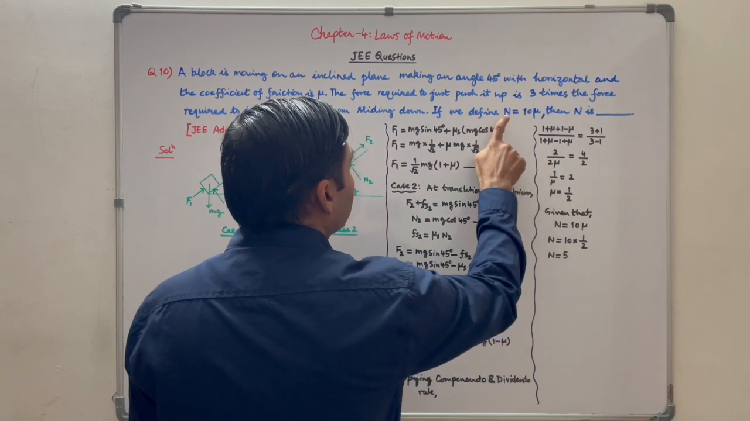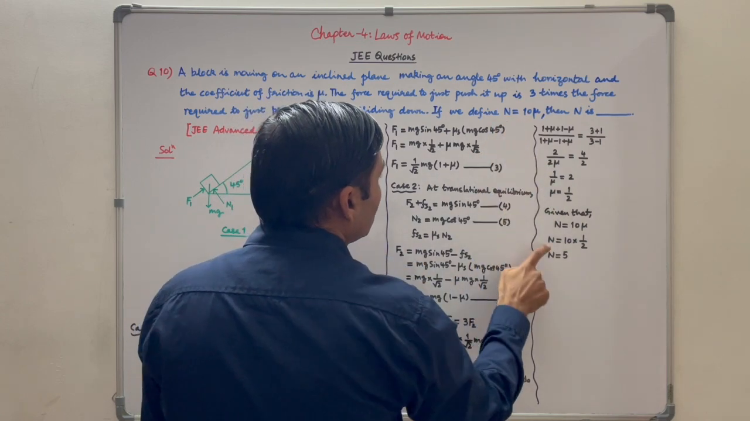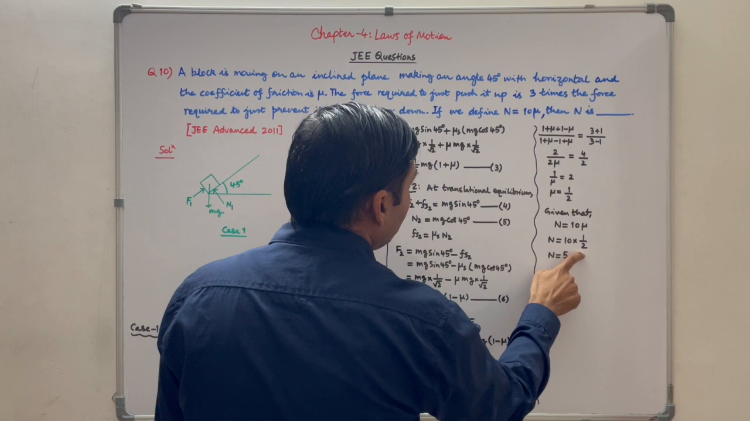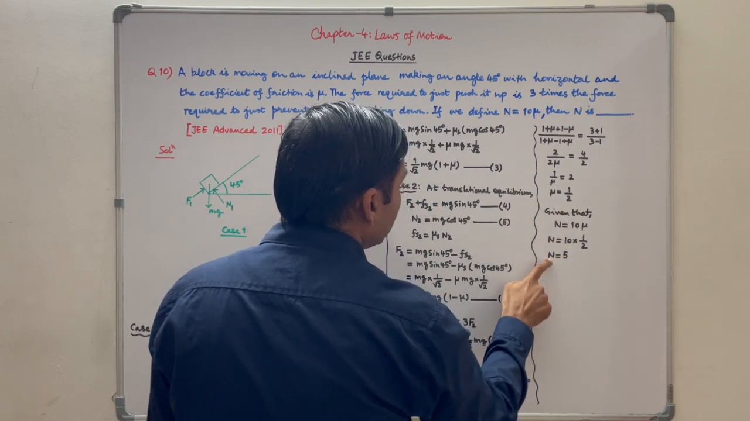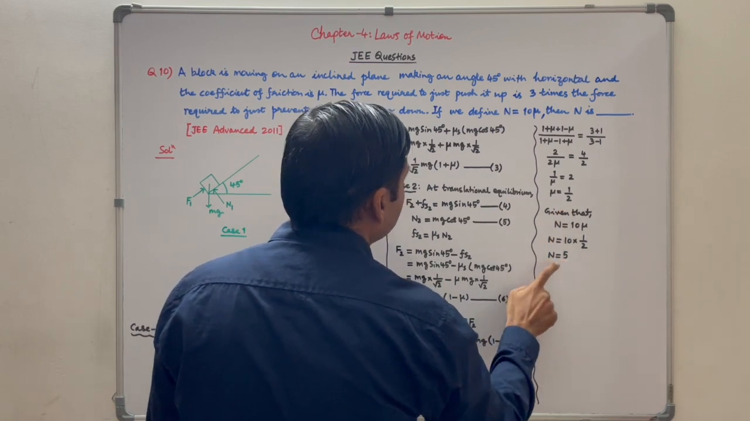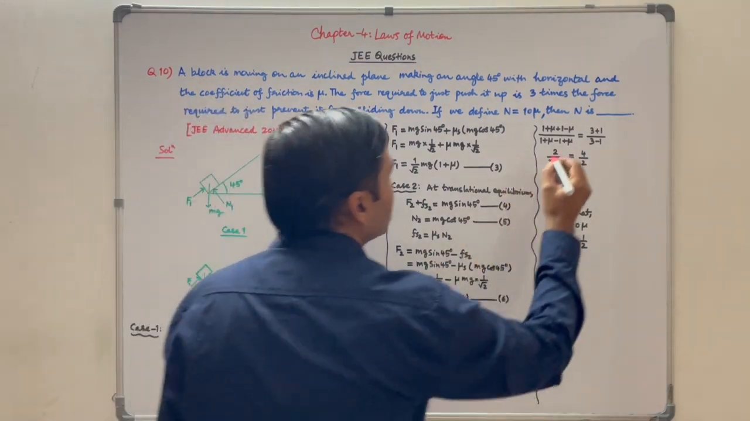It is given that n is equal to 10 mu. So n is equal to 10 into value of mu is 1 by 2. So n comes out to be equal to 5. So this is the answer.